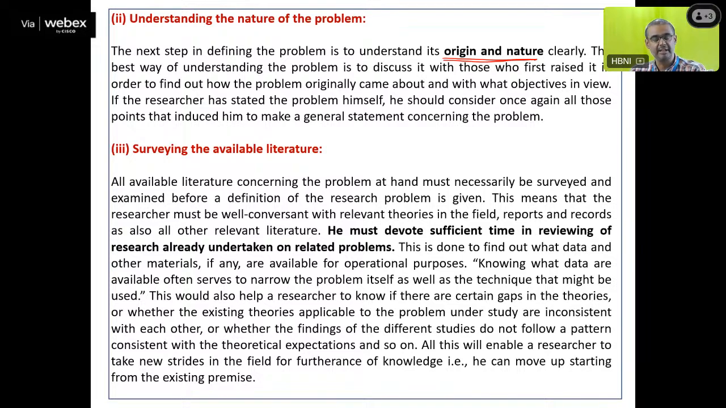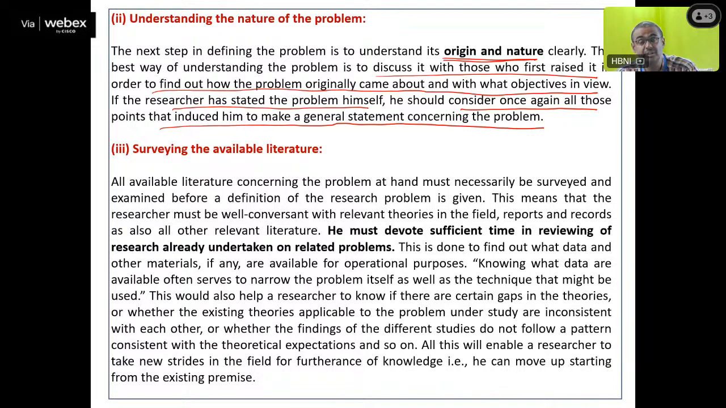It has to be very clear cut in the technique by which we are proposing. The best way of understanding the problem is to discuss it with those who first raised it, in order to find out how the problem originally came about and with what objectives in view. If the researcher has stated the problem himself, he should consider once again all those points that induced him to make a general statement concerning the problem.